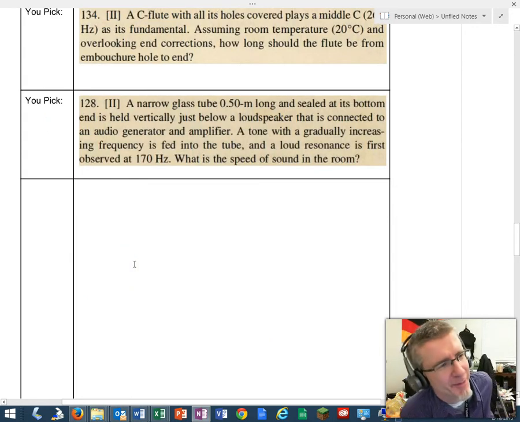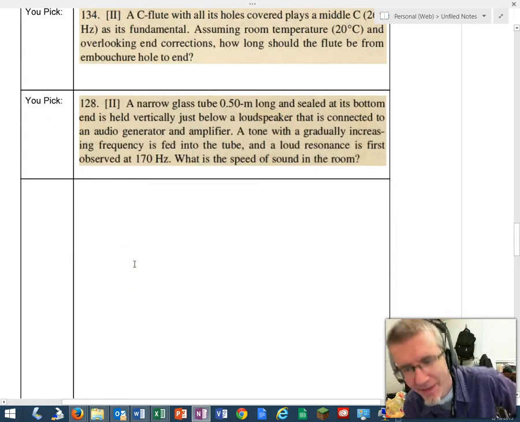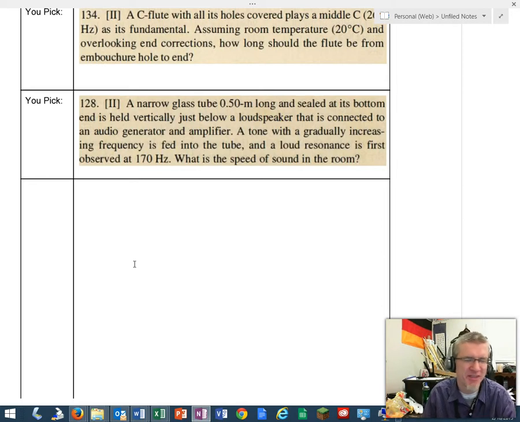I couldn't remember which question I told you was going to be on the final, which one was homework, so I'll just do both. You pick which one, you can remind me.